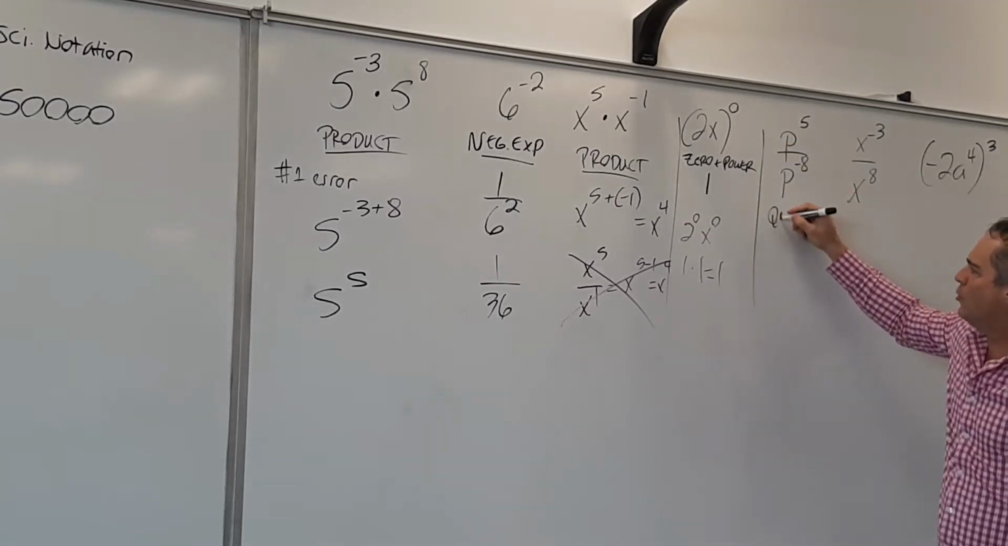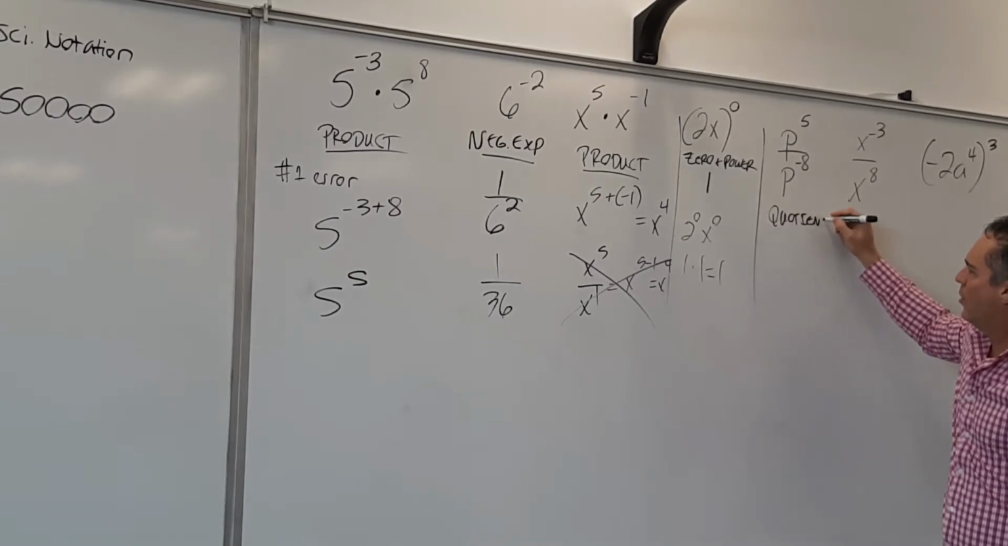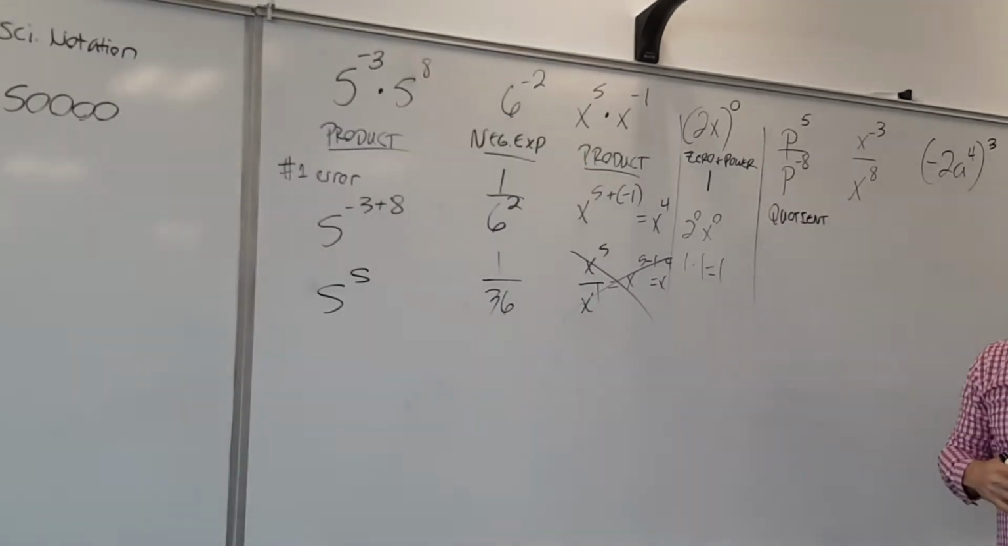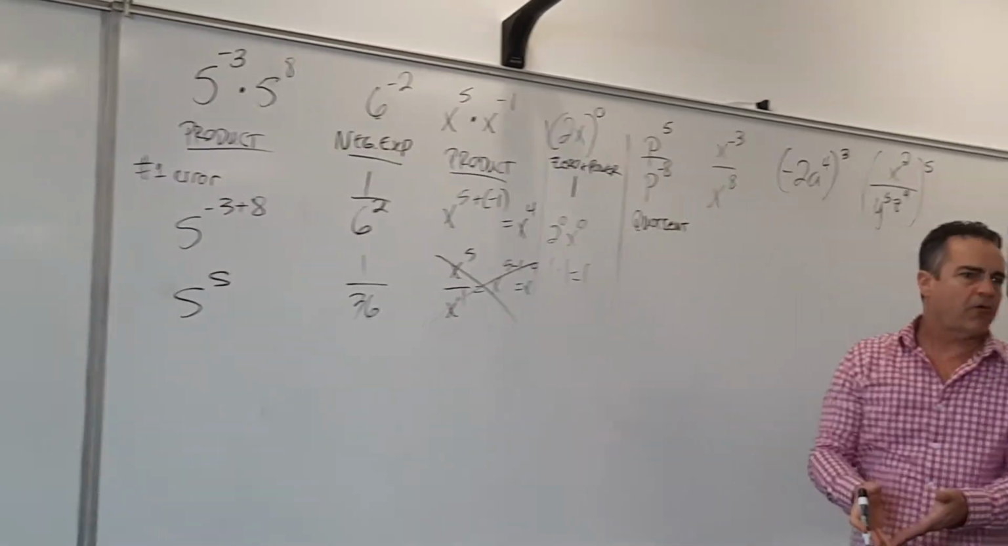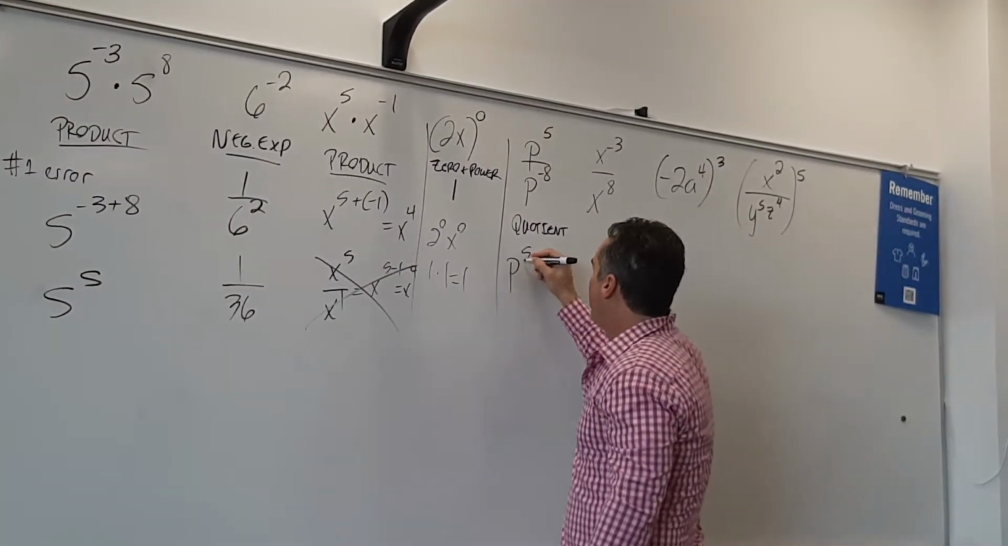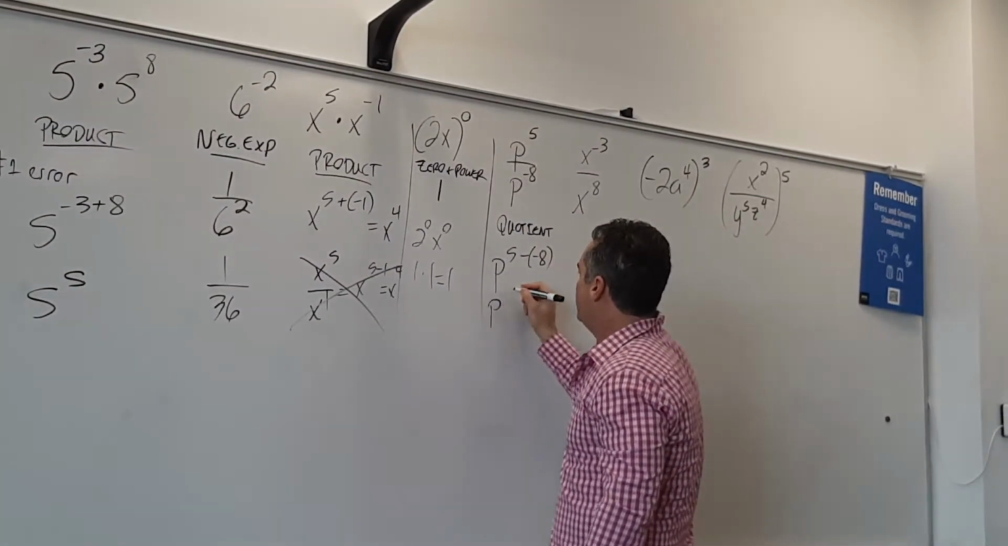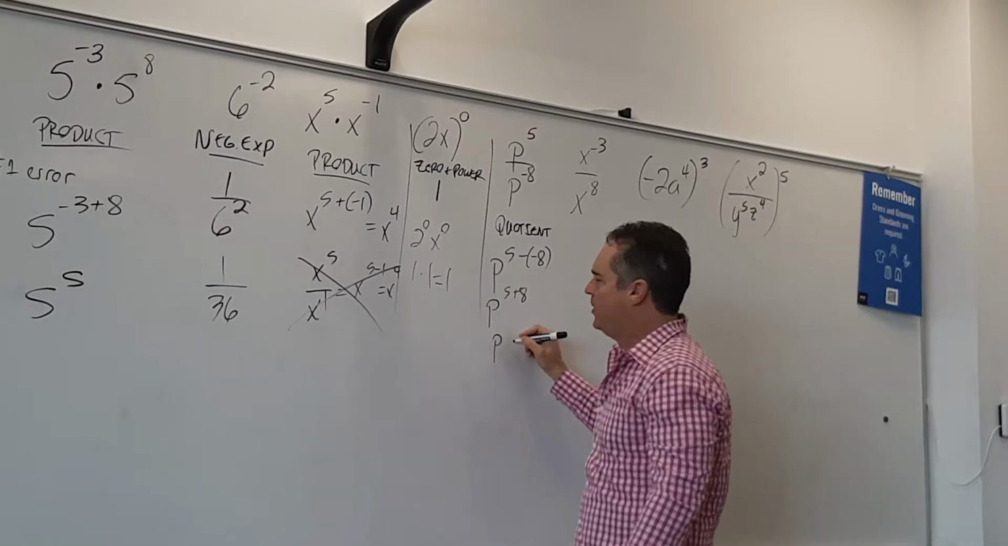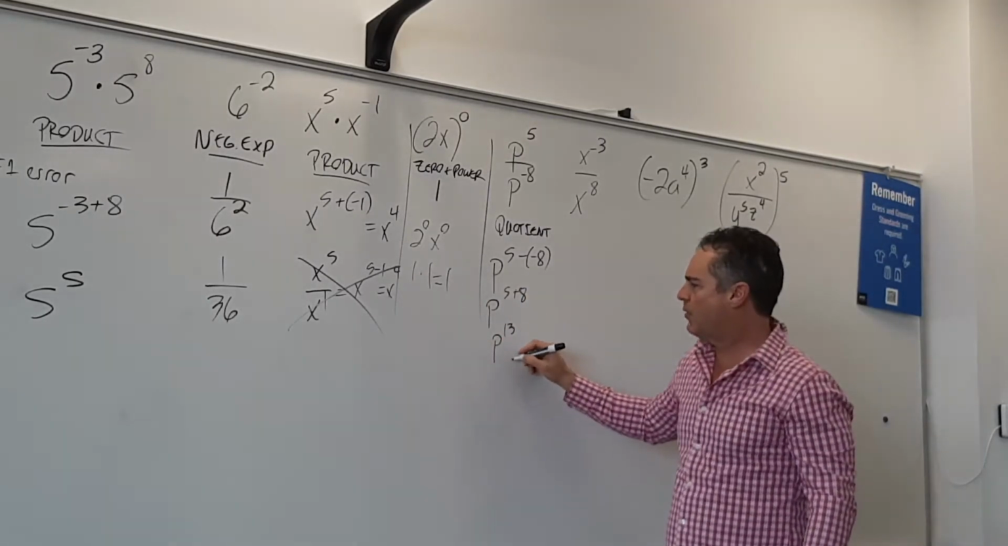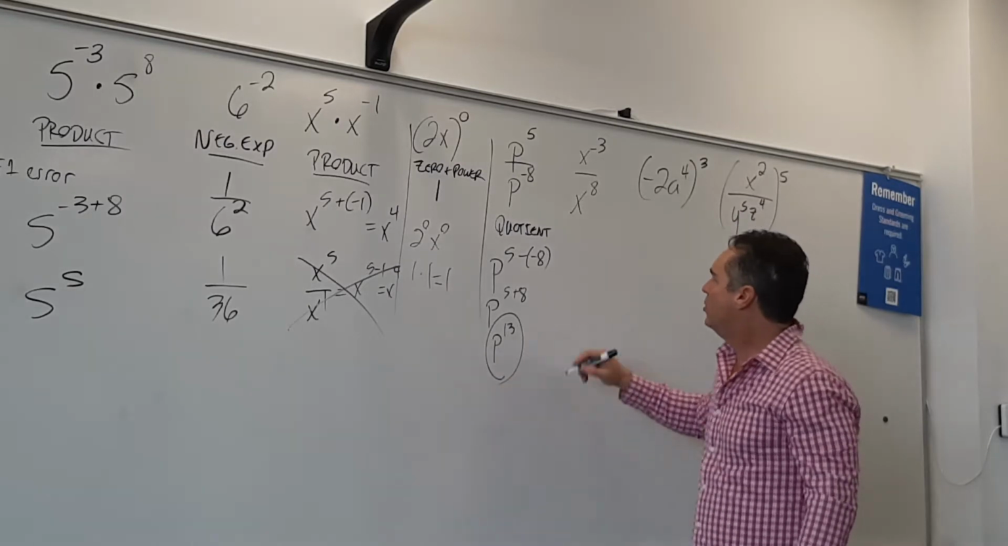This one. This is the quotient rule. Quotient rule says same base being divided, I can subtract these. I get p to the 5 minus negative 8, which makes p to the 5 plus 8, which makes p to the what? P to the 13. Say woo if you got it right. Woo. Woo, woo, woo. Okay?